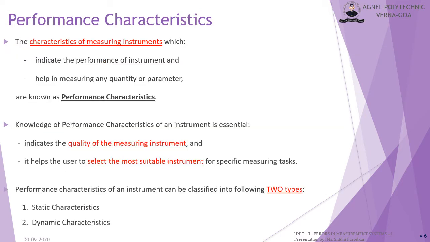Let us learn about the performance characteristics of an instrument. What is performance characteristics? Performance characteristics are the characteristics of a measuring instrument which indicate the performance of the instrument and help in measuring any quantity or parameter. Knowledge of performance characteristics of an instrument is essential because of two reasons. First, it indicates the quality of the measuring instrument, and second, it helps the user to select the most suitable instrument for specific measuring tasks. Performance characteristics of an instrument are classified into two types. First, static characteristics and second, dynamic characteristics.